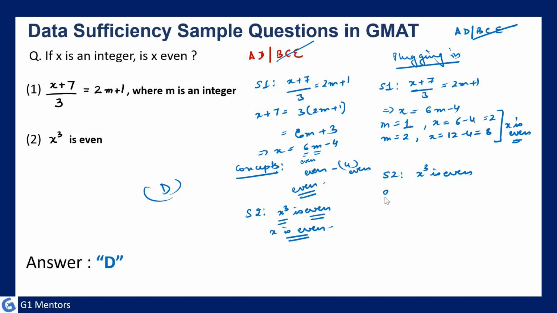So let's take a number 8, where 8 is an even number. If it is equal to x cube, then x is equal to 2, which is again an even number only. Let's take another example of 64 as x cube. So here x is equal to 4, which is again an even number. So here also x is even. So the answer choice is D.